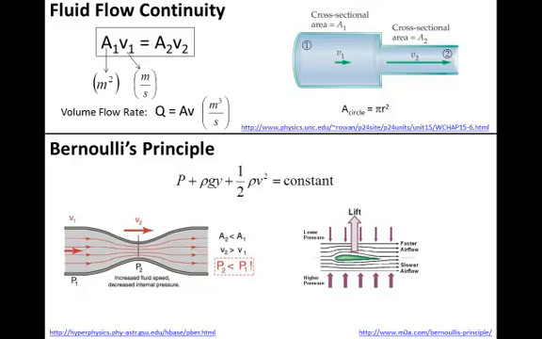So as we saw in that simulation, when we changed the cross-sectional area of the pipe and made it a smaller cross-section as compared to this cross-section, we got a greater velocity than the previous velocity. Now, the relationship that helps us explain or calculate these exact velocities is the fluid flow continuity equation.